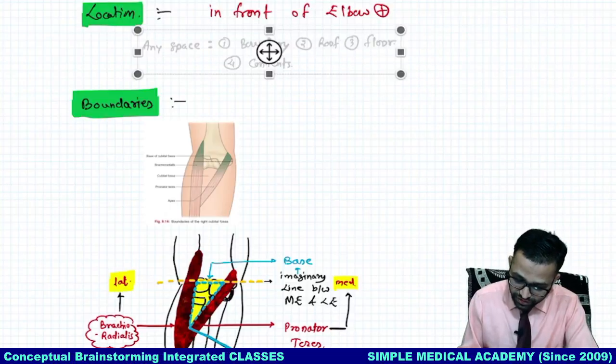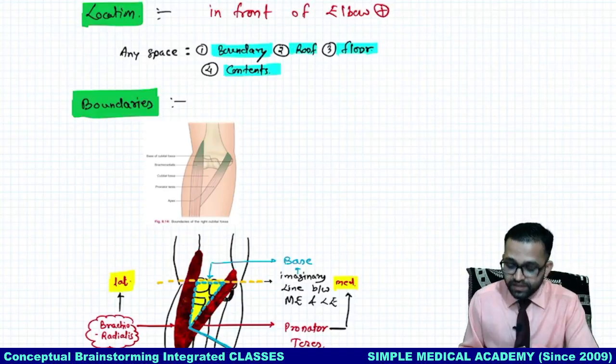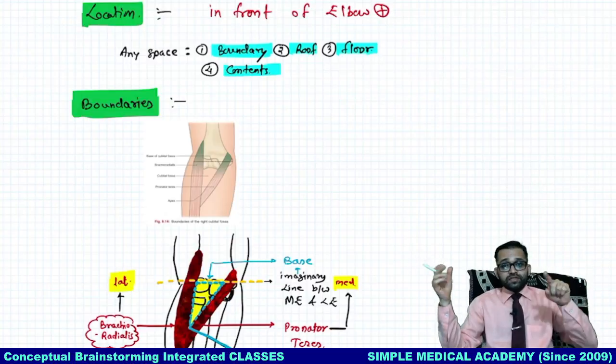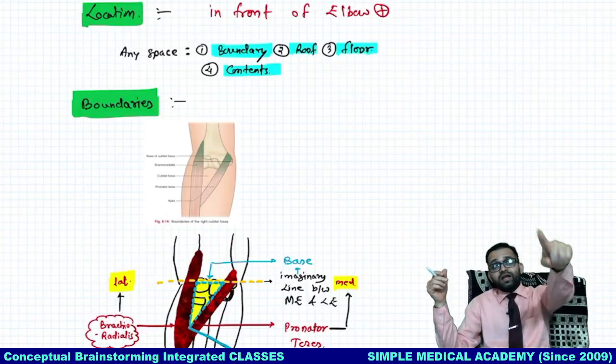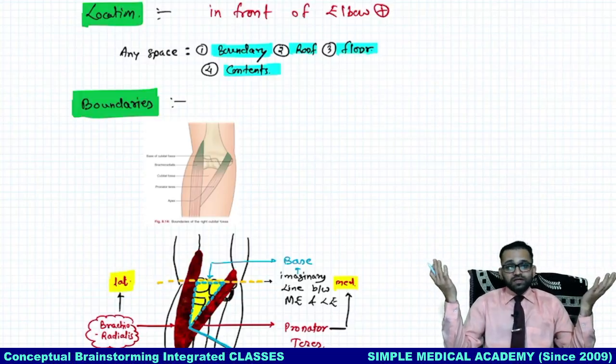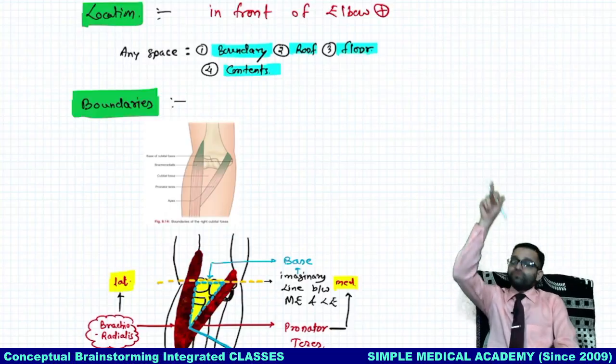Okay, so everywhere you will follow these points. So this is your trick. Any space will have boundary, roof, floor and content. Suppose this is the room. What are the different things you can describe? Yes, this room is having the boundary: anterior, posterior, medial, lateral. If it is quadrangular, then anterior, posterior, medial, lateral. Triangular, then medial, lateral, apex, base. It will have one roof, one base.